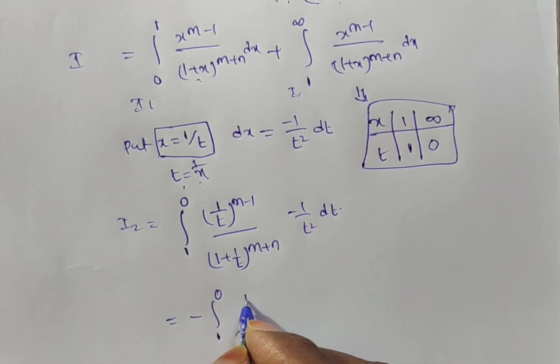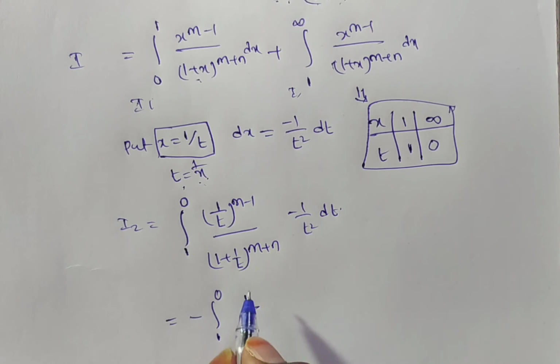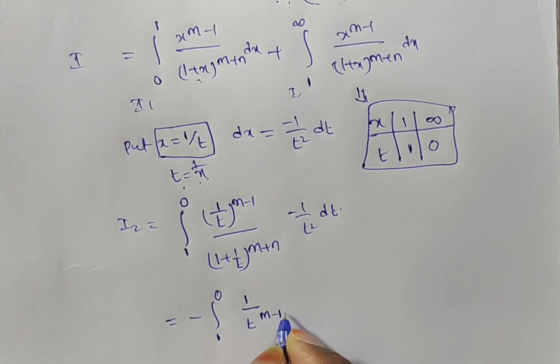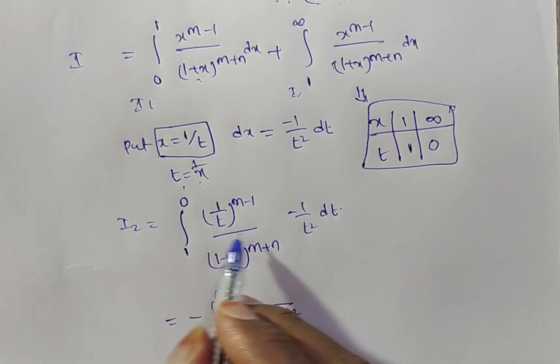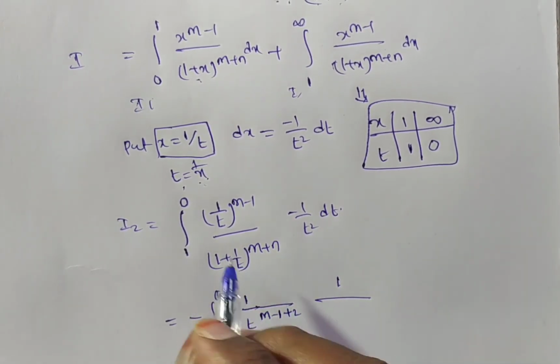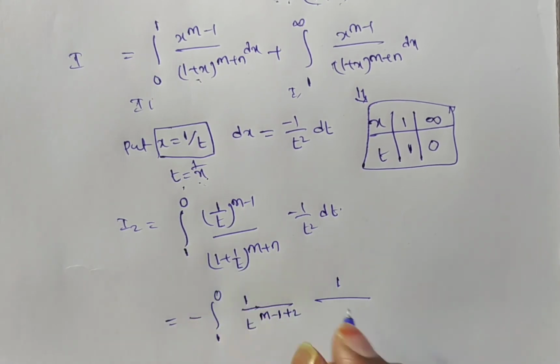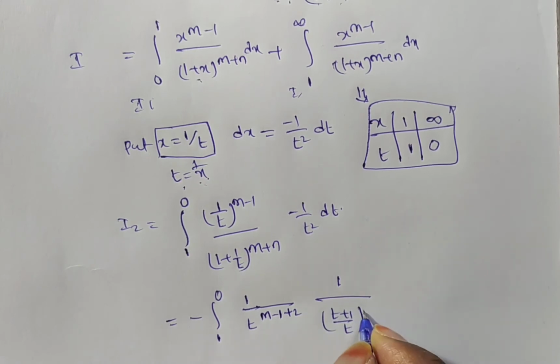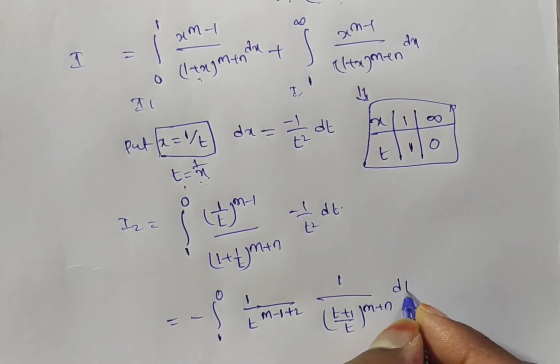Now you observe, friends, here 1 by t power m minus 1. Already you have outside 1 by t square. So m minus 1 plus 2. Will you write this entire term? Now again 1 by 1 plus t is there. So 1 plus t, I can do the LCM, which is t for this. Then you have (t plus 1) power m plus n into dt.